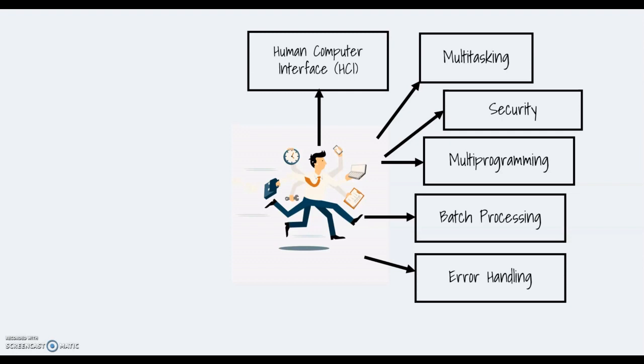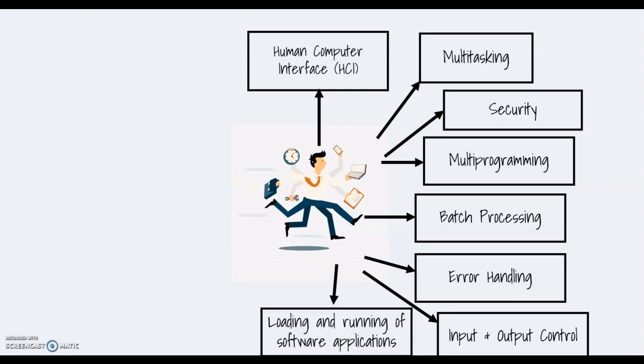Error handling. So any errors that need fixing or any errors that you need to be aware of, that's what your operating system does. Input and output control. It can make sure that all your input and output devices are working and there's no errors. So for example, the small thing of using your mouse.